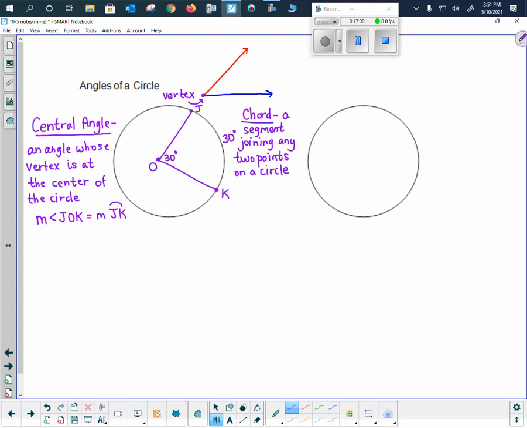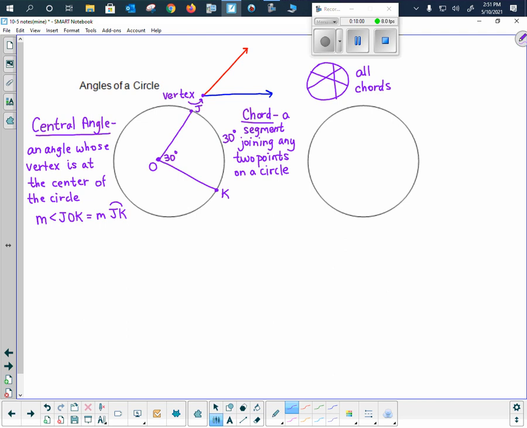So for instance, let's just go to a different picture up here. If I just drew a circle and I went from here to here, that's a chord, right? Those are the 2 points it's adding. If I drew this, that's a chord. So any 2 points on a circle. So all 3 of those that I just drew in there, those are all chords.